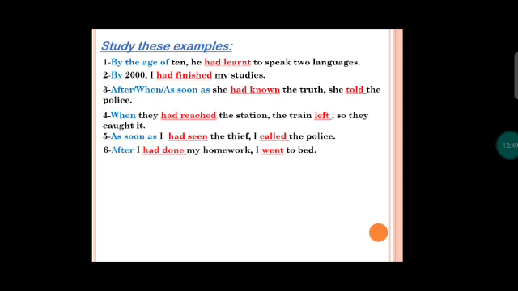After I had done my homework, I went to bed. Which action happened first? I did my homework first. Then I went to bed. Use after, then the first action. Where is the first action? I did my homework. After, put it in the past perfect because it happened first. After I had done my homework, I went to bed.